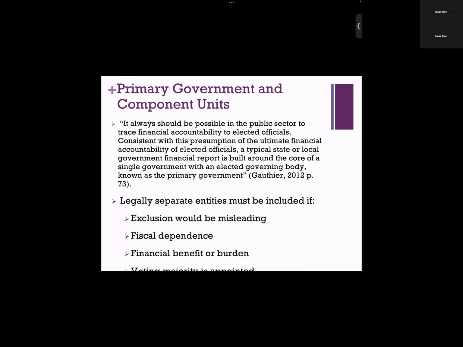So here, we're talking about component units. Legally separate entities. So we have to include them in our financial statements if it would be misleading to take them out, there's fiscal dependence, financial benefit or burden, kind of same. And the voting majority is appointed by the primary government. I'm pretty sure that's what that says. So basically that's just saying like the component government is part of the primary government. There's more to that, but we'll go into it.